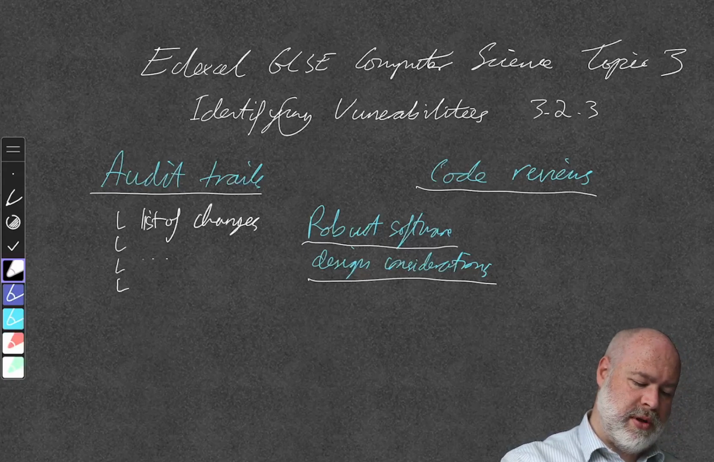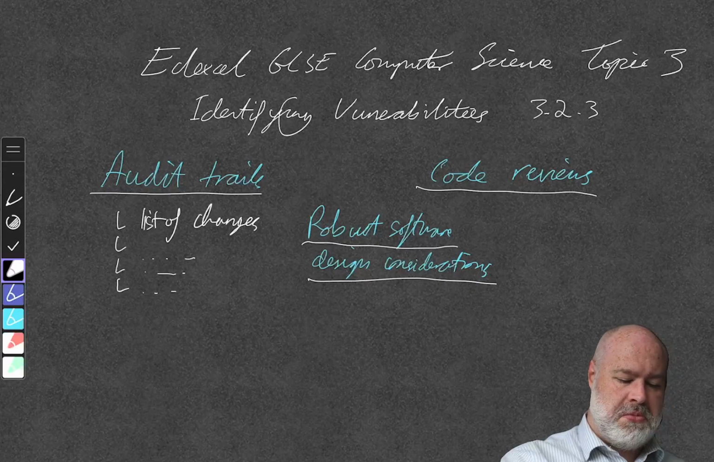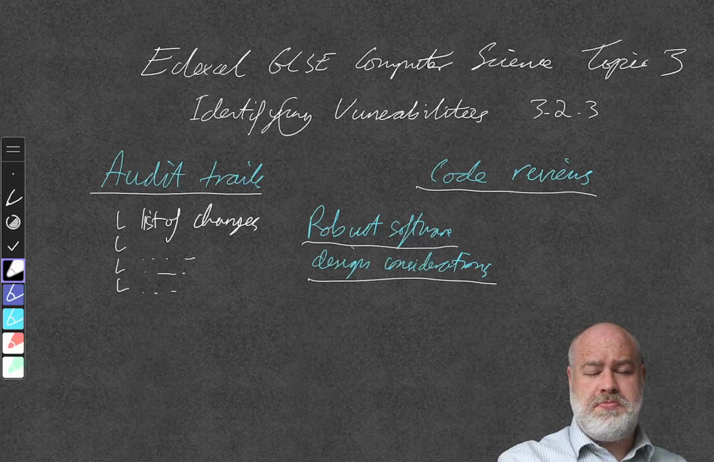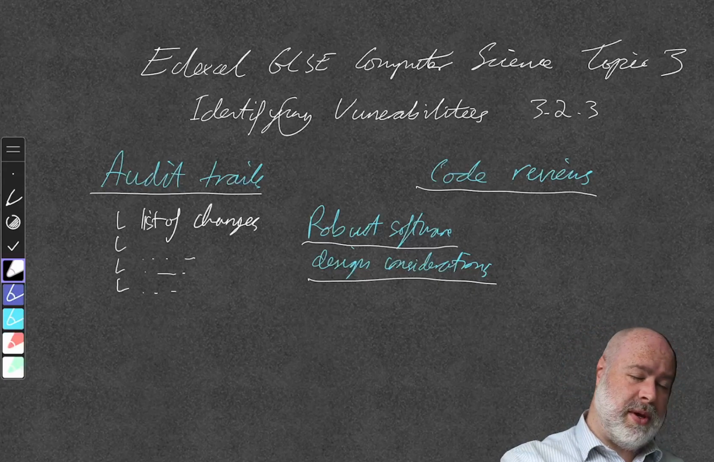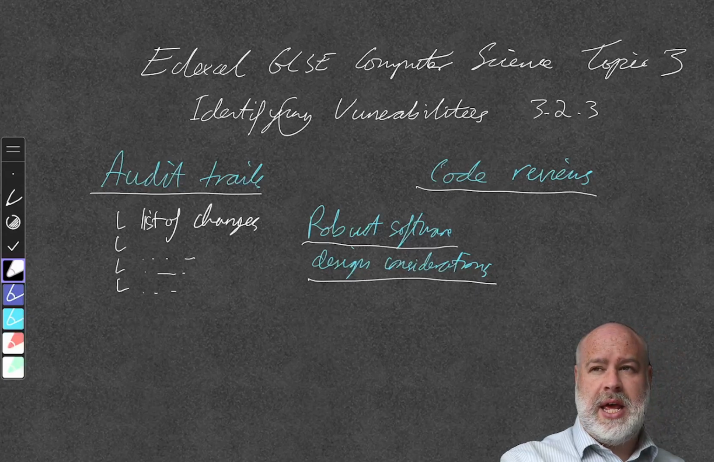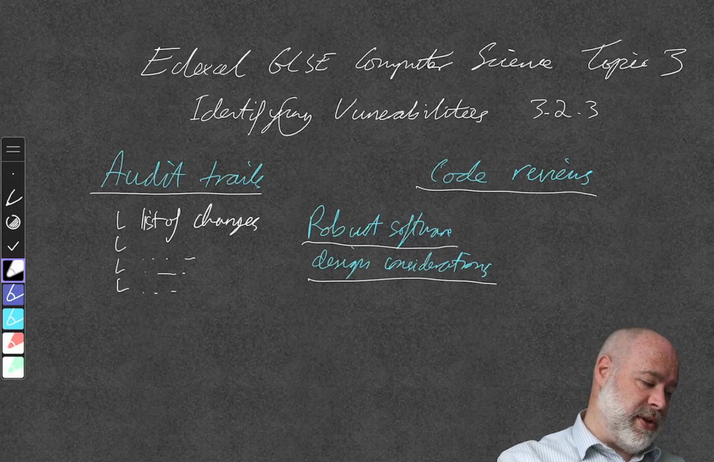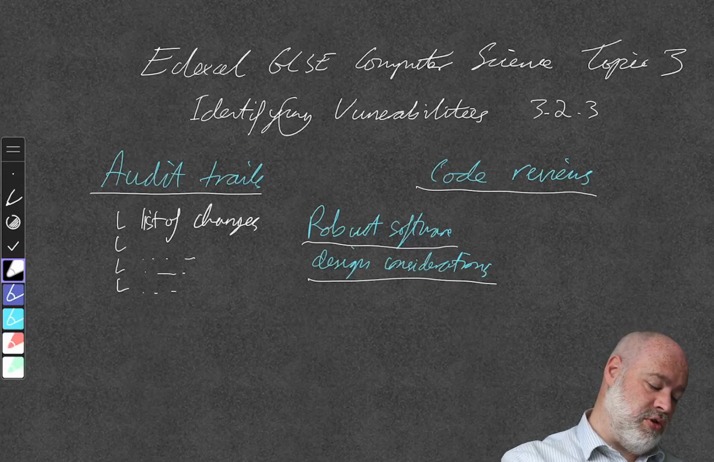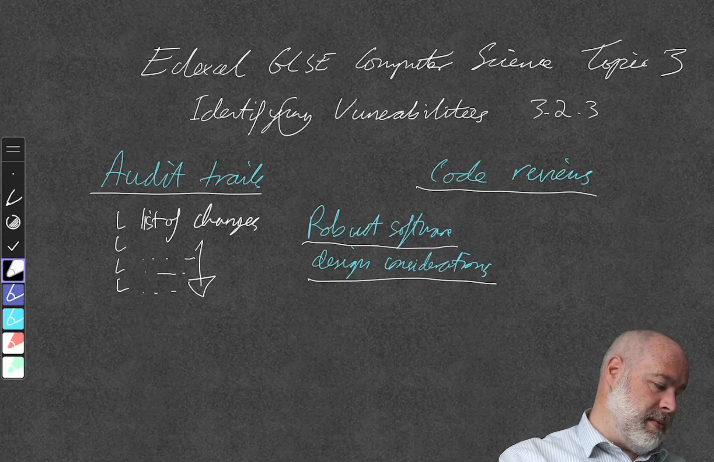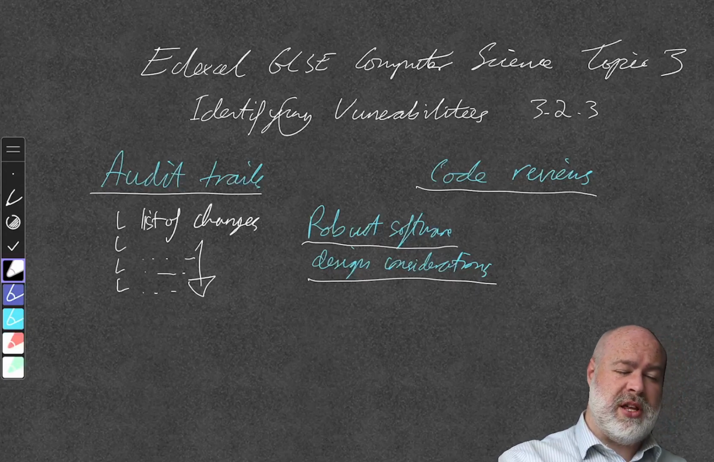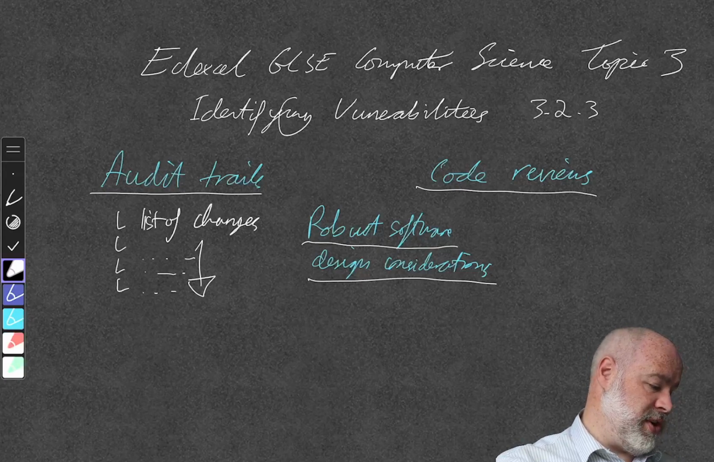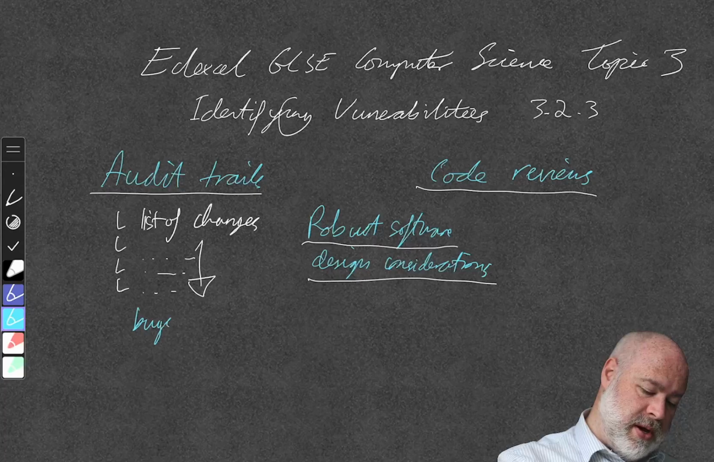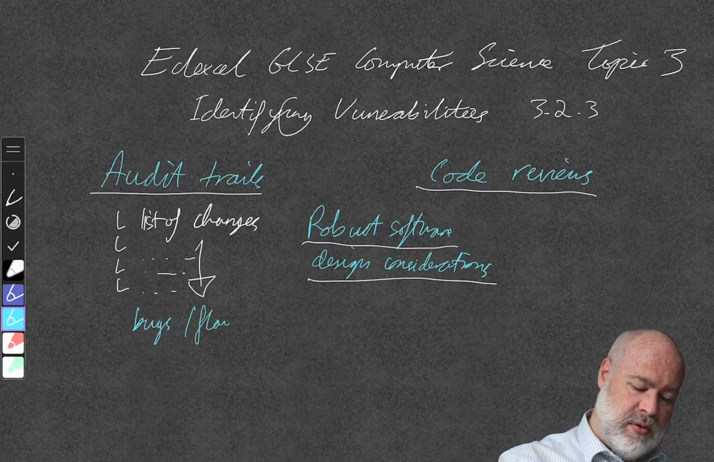Let's say we've got some software and user A has modified something about it. So there's going to be a time, a date, the user ID of the changes that were made, and when it was done, and it will all be in chronological order, so that any changes can be traced back to their original. And this will help people identify bugs and any flaws.